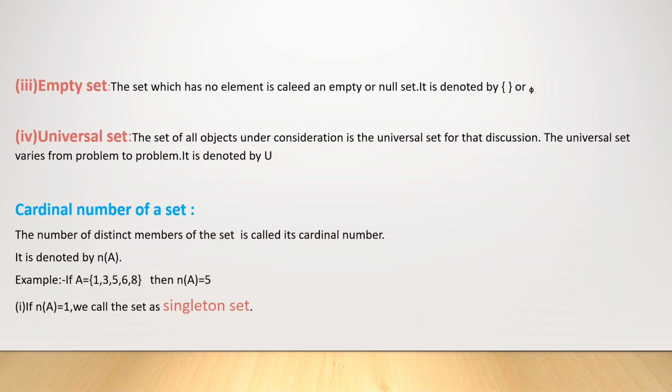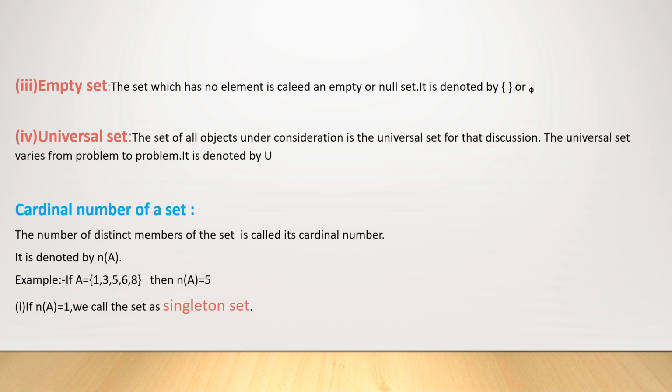Empty set. The set which has no element is called an empty set or null set. It is denoted by curly brackets without any element in between, or by the symbol phi. Universal set. The set of all objects under consideration is the universal set for that discussion. The universal set varies from problem to problem. It is denoted by capital U.